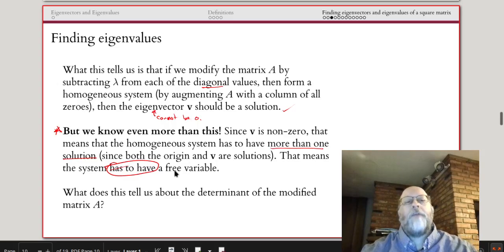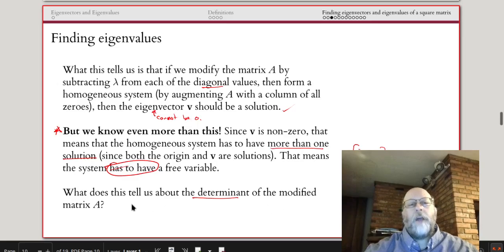And if we have a free variable, that means that the row-reduced version of the matrix will have a 0 somewhere along the diagonal. What does that tell us about the determinant of the matrix? It tells me that the determinant will equal 0.